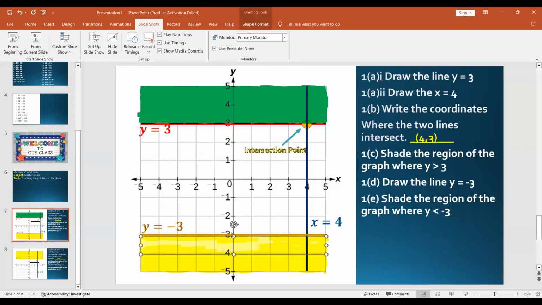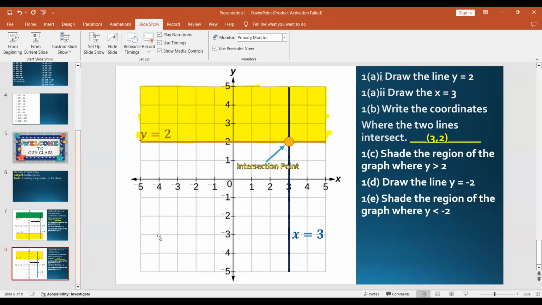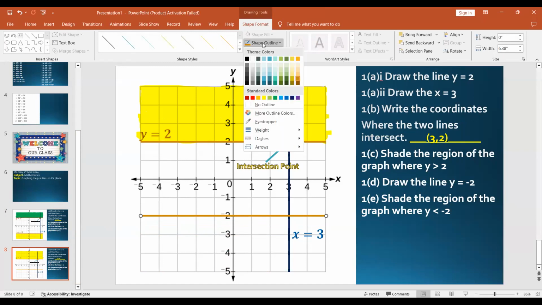The first thing we're going to do is locate negative 2 on the y-axis and then draw a line through negative 2 on the y-axis. So let's put this in a different color. Let's say that this is red.